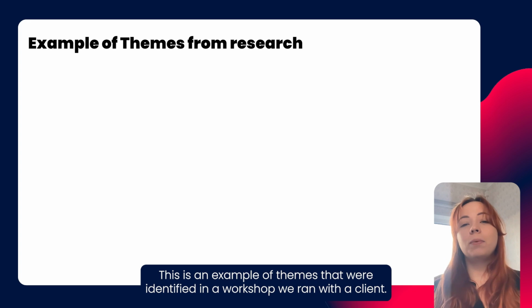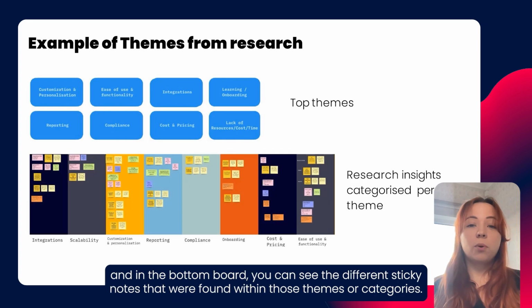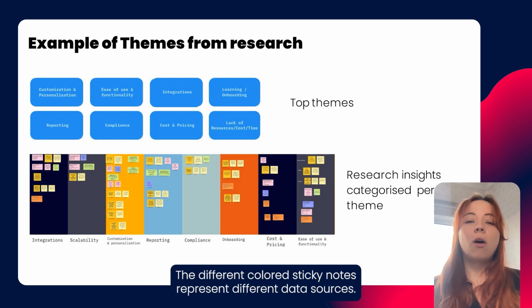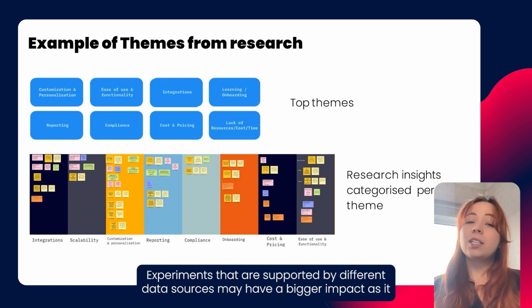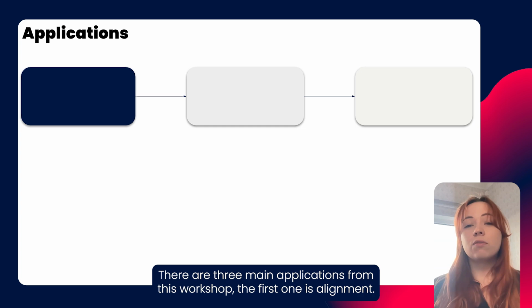This is an example of themes that were identified in a workshop we ran with a client. At the top, you can see the themes from research, and in the bottom board, you can see the different sticky notes that were found within those themes or categories. The different colored sticky notes represent different data sources. Experiments that are supported by different data sources may have a bigger impact as it can indicate a stronger customer problem.